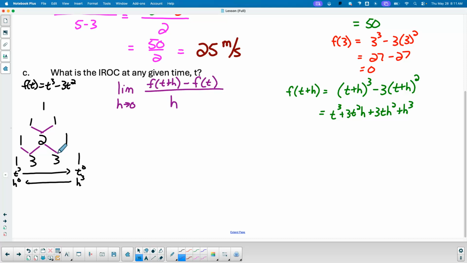So we got this one. Then you'd have minus 3t squared. Then you'd have minus 6th. And then you'd have minus 3h squared.